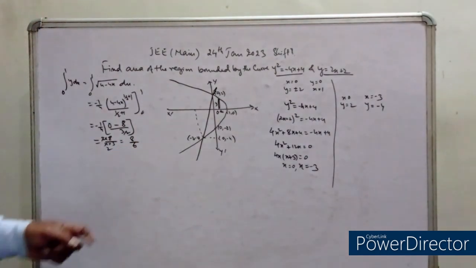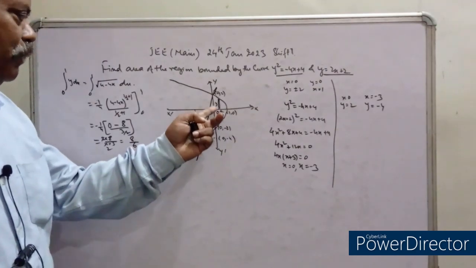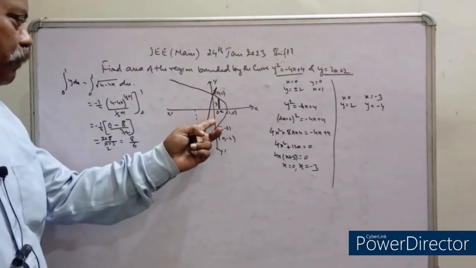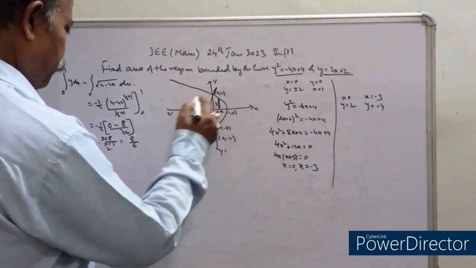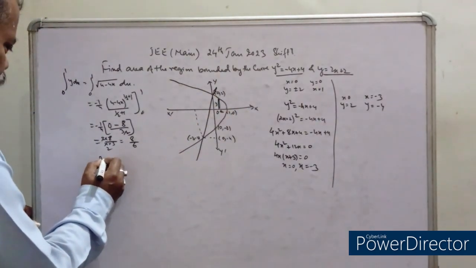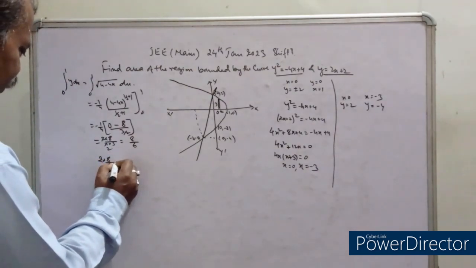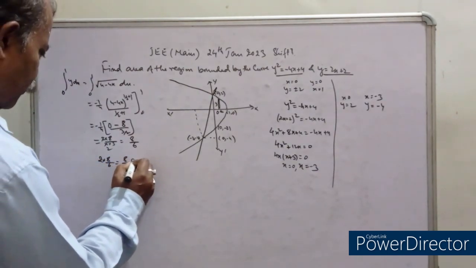As I have told you earlier that parabola is a symmetrical figure. So I multiply it by 2, I get the area of this portion. So this will be 2 into 8 by 6, that is equal to 8 by 3 square unit.